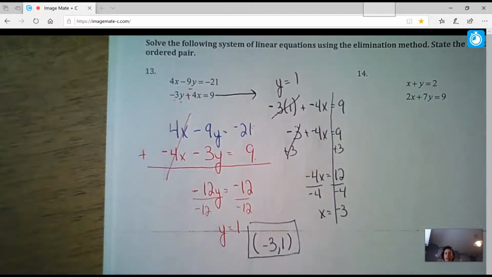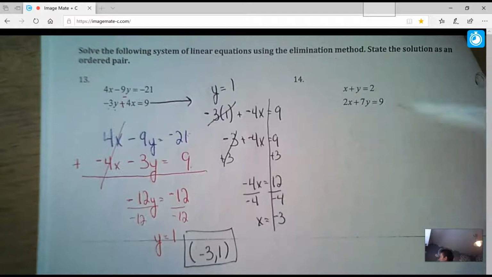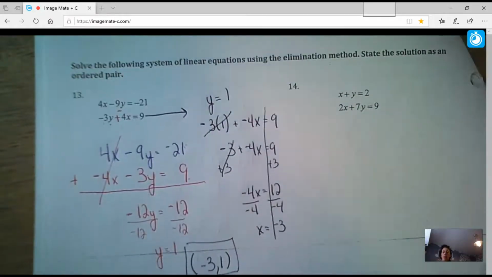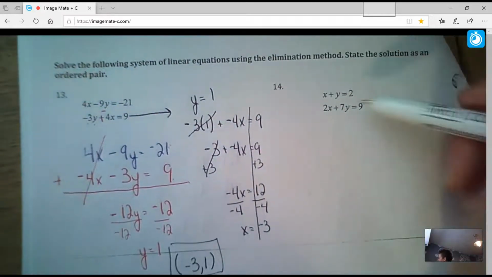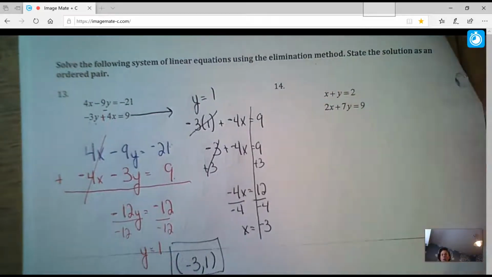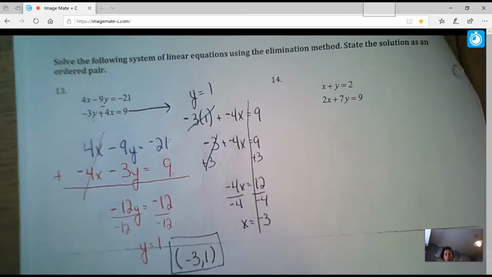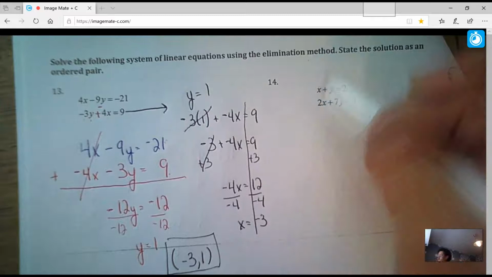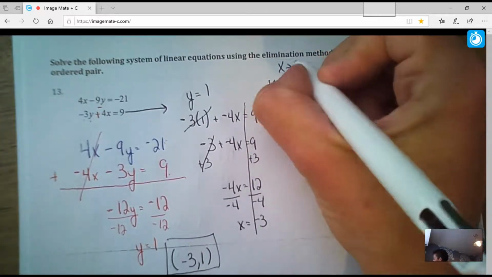All right, let's try number 14. So here everything's lined up, so that's what I do like about this problem. However, when I do try to add these up, my x's don't eliminate and neither do the y's. So what I have to do is decide, do I want to eliminate the x's or do I want to eliminate the y's?